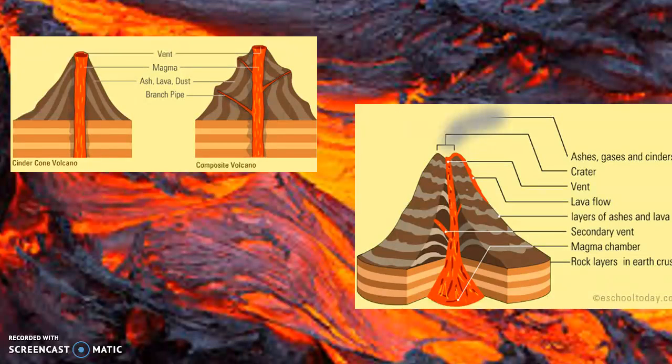And then on this page we have a couple more diagrams of volcanoes. We have a cinder cone volcano up here and to the left. As we see, there is just one long cone throughout the whole volcano compared to our little composite volcano here. See how the composite volcano has an extra branch pipe here? It has an extra vocabulary word. And then over here we just have the vent up top, the magma, and the ash, lava, and dust on the side here that help make up our volcano.